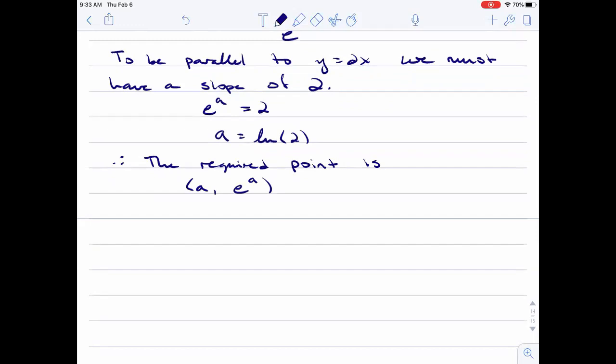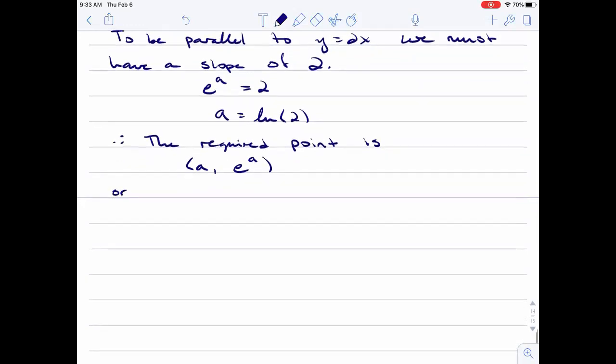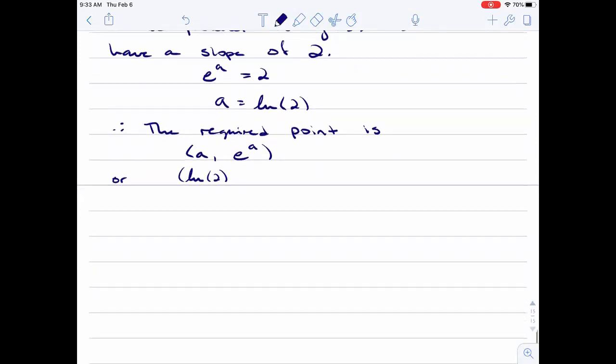The point is a, e to the a, because that's where we said, okay, well, at a, we're going to have a slope of 2. Or if we want to talk in numbers, a we decided was the log of 2. e to the log of 2 is just 2. So the point that we're interested in is at (log 2, 2).